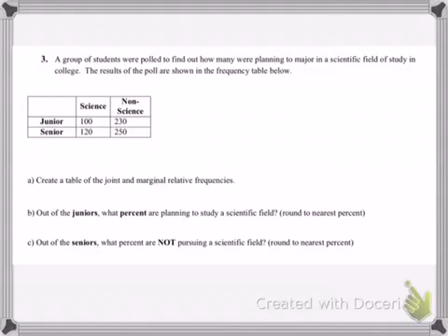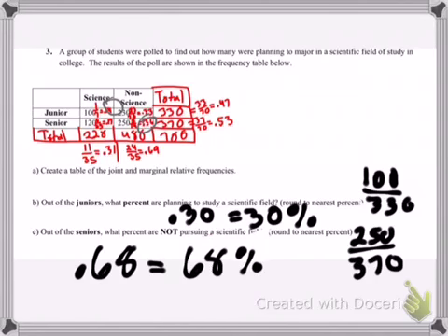Round to the nearest percent. Right here we make our frequency table. We divide our joints, about 100 by 700, and we get 1/7, which is 14% or 0.14. Each one of those joints, we just divide what's in the center by the total. And then for the marginal, we divide the total of the row by the total of the table, and you get the percentage there. So that'd be 330 over 700.